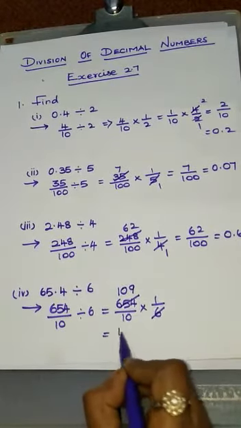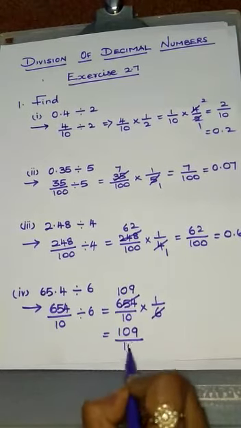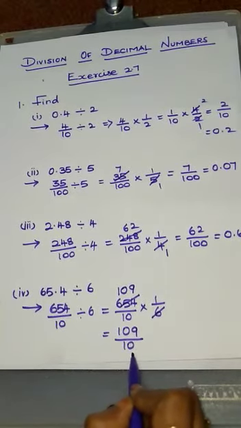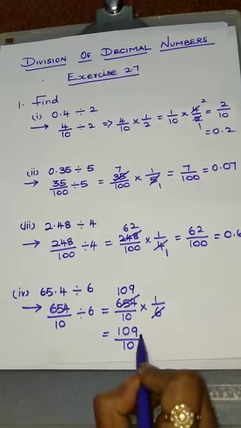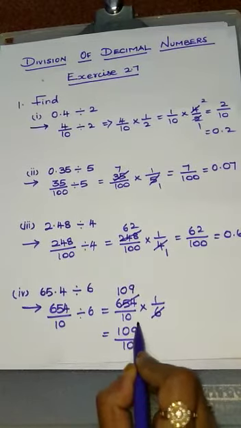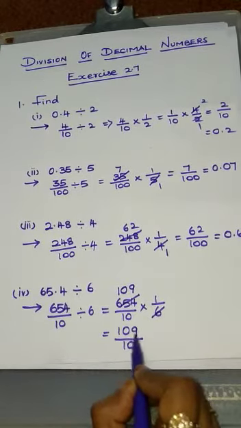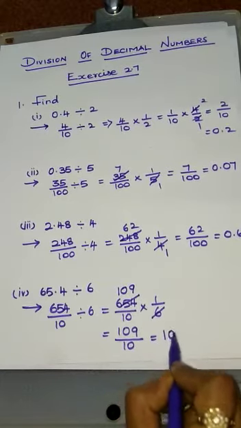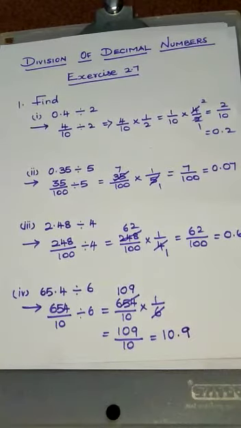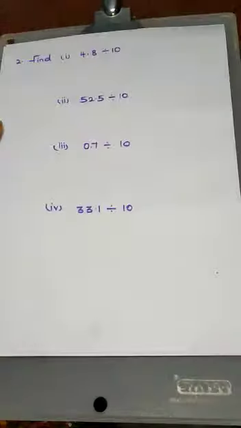What is our answer? 109 by 10. In the denominator value we have only one 0. So you imagine the point is here. So we have to move towards left one digit place only. So the answer is 10.9. That's all.